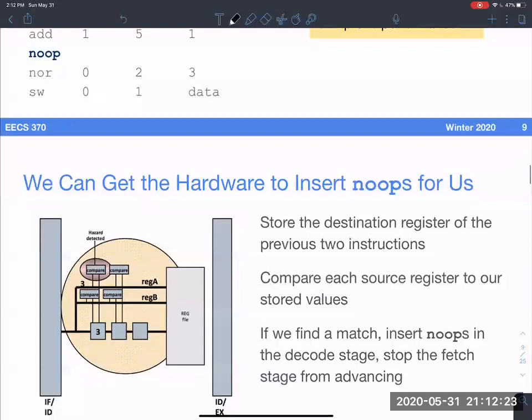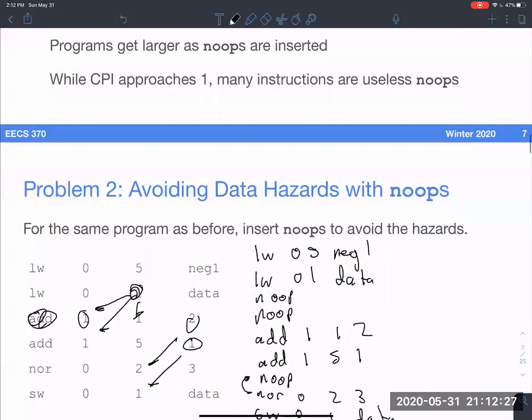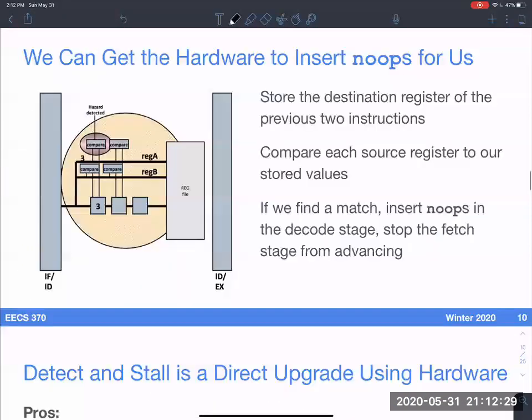And then next, we can do the same thing where we insert these no-ops, except instead of using avoidance, we can now use detect and stall. Detect and stall uses the hardware to insert no-ops for us. We store the destination register of the previous 2 instructions.